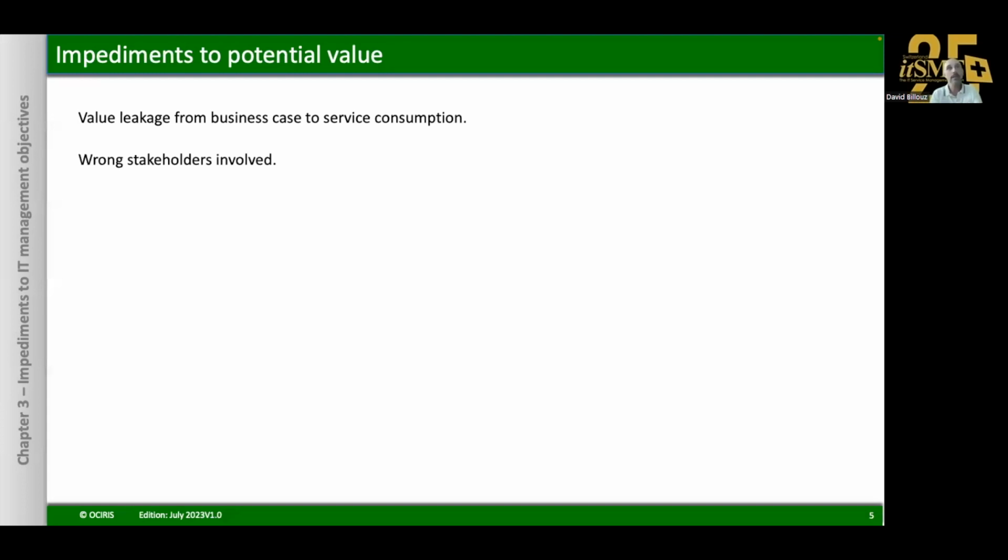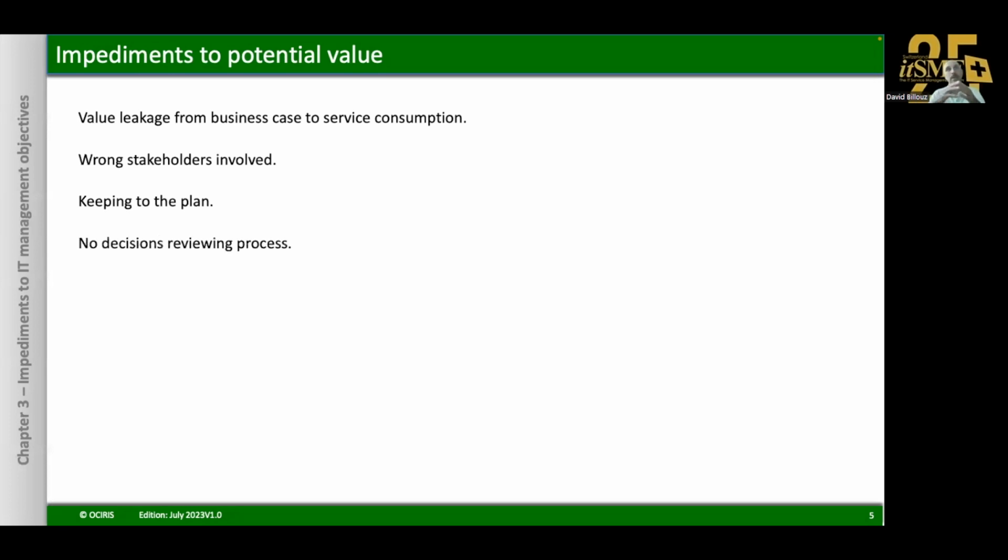Another question is: potential value for whom? In many cases, in fact, the right stakeholders are not involved in the value proposition. Another thing is that in many cases we don't focus on the different options that we can have for this potential value. That means we're stuck on one idea and we don't see alternatives. So we keep to the plan.